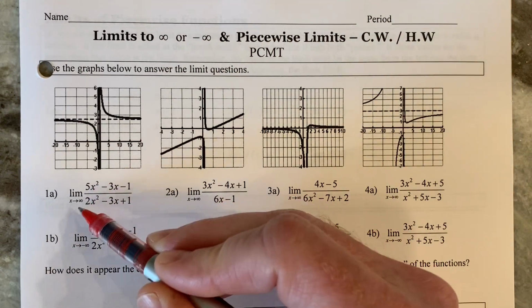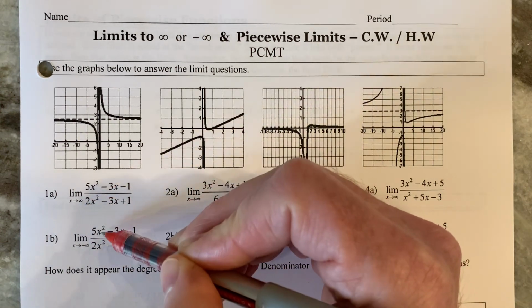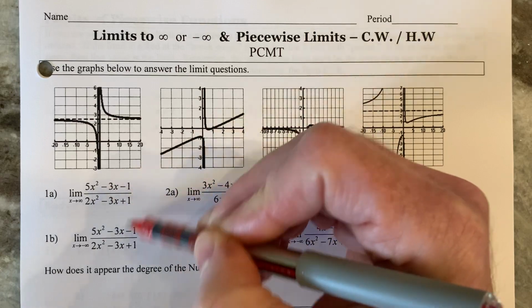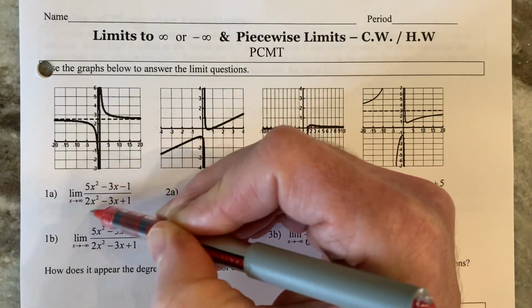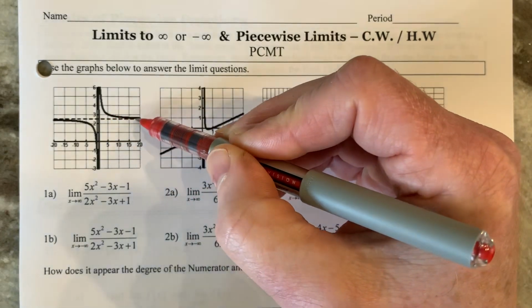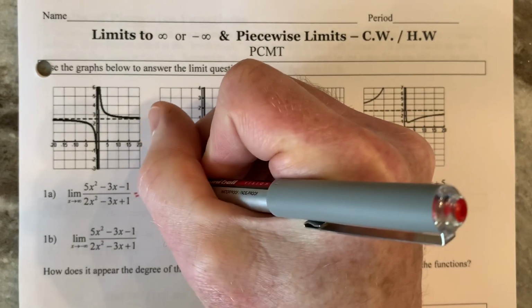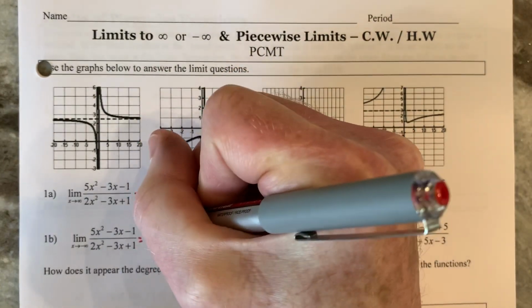What happens? I'm going to infinity or negative infinity, same problem. What happens when the powers are the same? Well, we don't really need any of the rest of this. We can look at that and say 5/2. But look at the graph. It was approaching a horizontal asymptote at 5/2, whether I'm going to the right or to the left. So both of these limits are equal to 5/2.